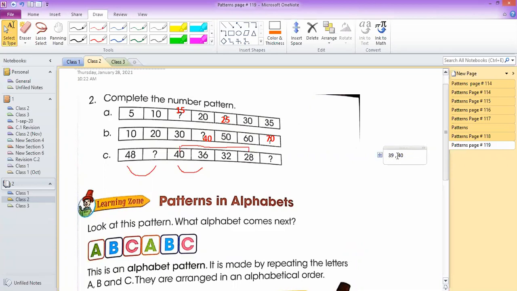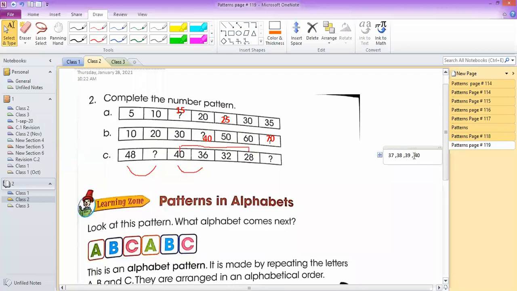Go back one more time, two times. From 40, go back two times. Before 39, what comes? Do we go up or down? Down. We are counting back, subtracting. One time you count back, 39. Two times you count back, 38. Count back three times. Before 38, yes. 37, very good.